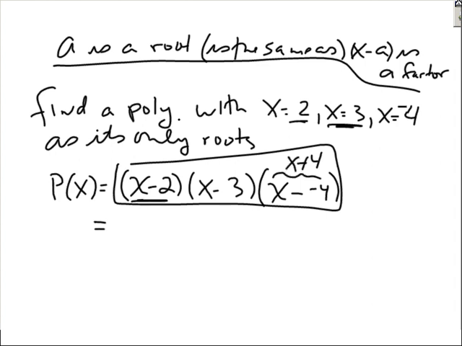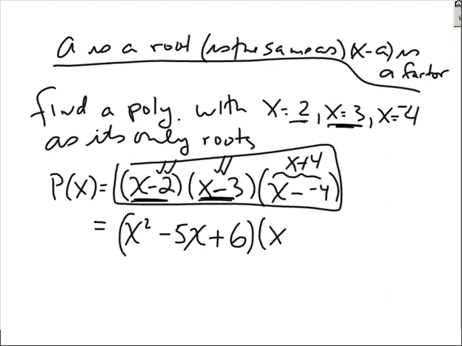You can clean it up, like multiply it out. x minus 2 times x minus 3. Well, it's x squared. If you add the two constants, negative 2 and negative 3, that's negative 5. That's how many x's you have. And if you multiply the two constants, that's the constant, plus 6. And then you need to multiply by x plus 4.